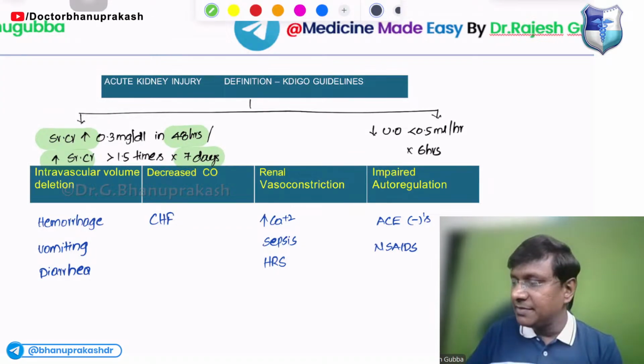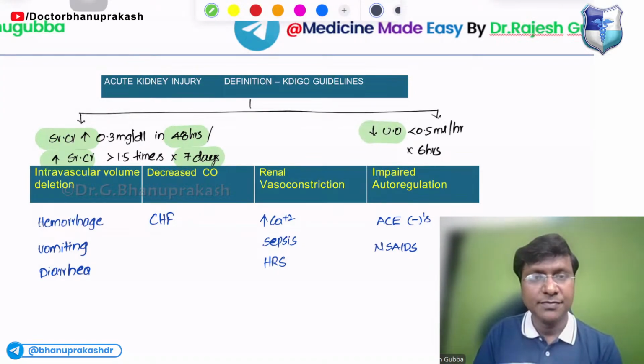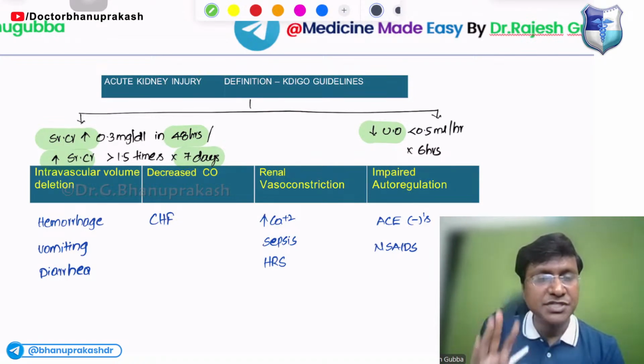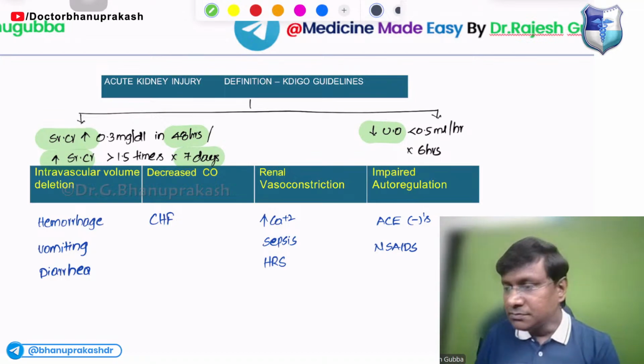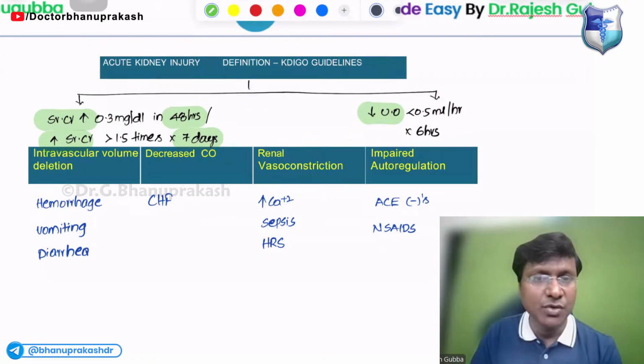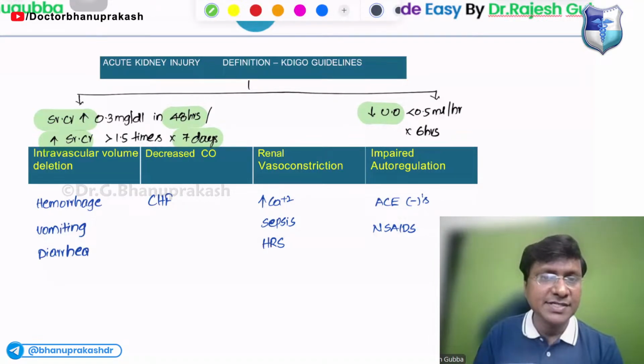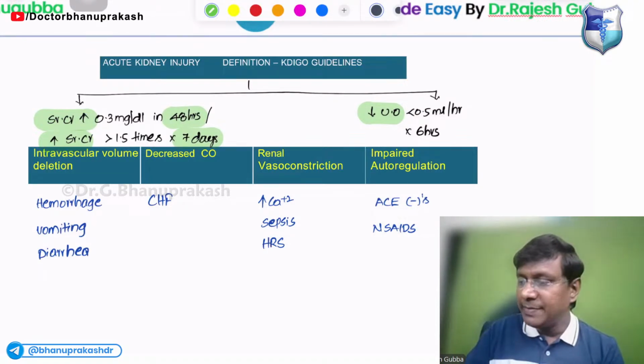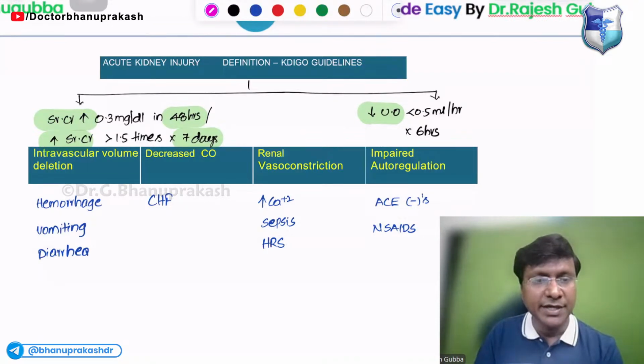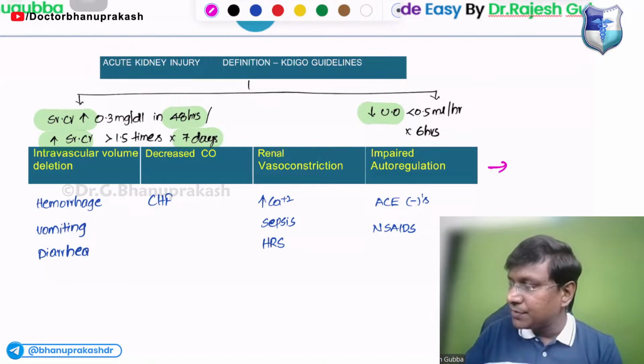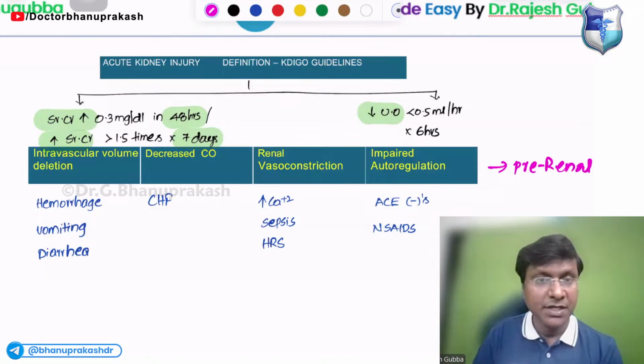And the second important parameter will be decrease in urine output, less than 0.5 ml per kg per hour for nearly 6 hours. These are the 2 points which are taken into consideration in the definition of acute kidney injury. Now, what are the etiologies that will be causing acute kidney injury? The first is pre-renal type of acute kidney injury. In pre-renal type, the renal perfusion will be reduced. Now, what are the conditions where the renal perfusion will be reduced?